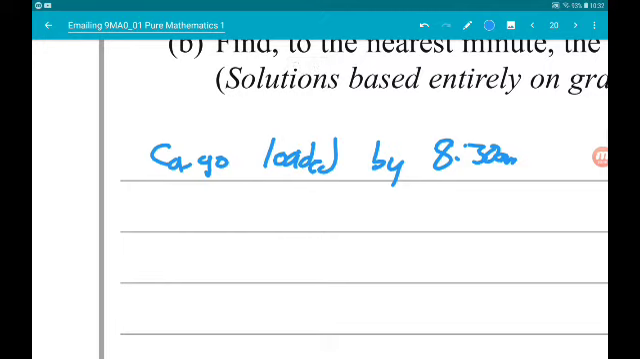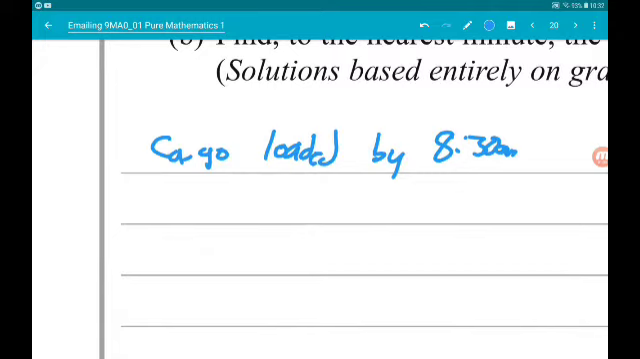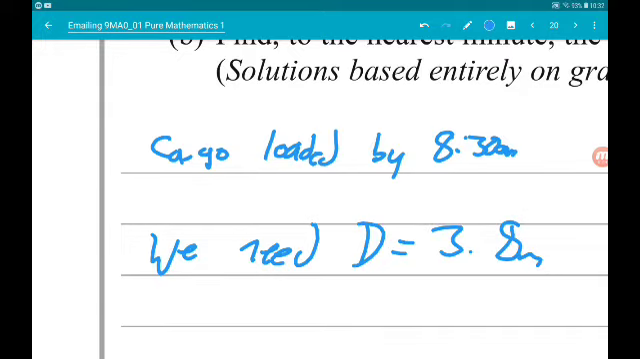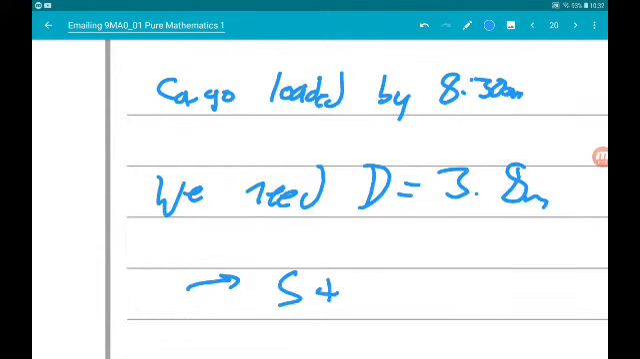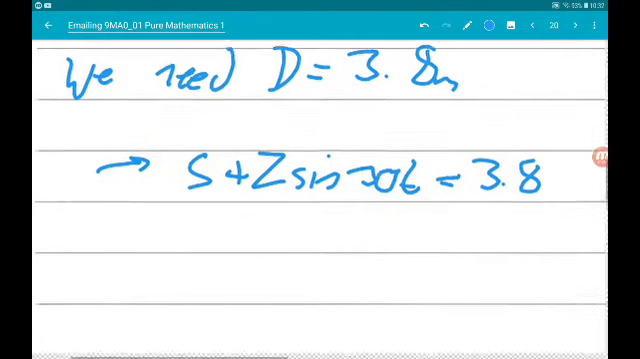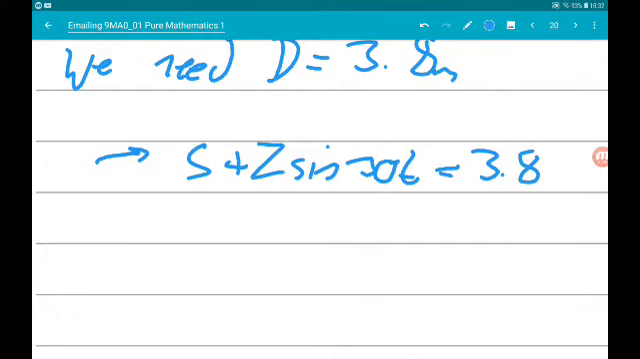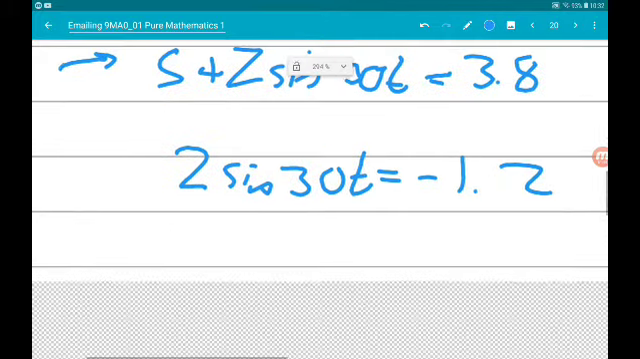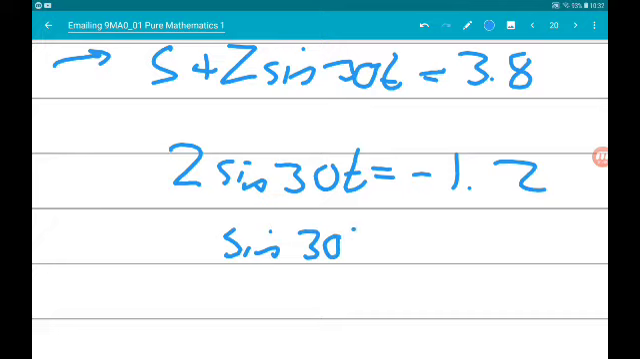Now, remember also that the question told us the boat needs the depth of water to be at least 3.8 meters. So, what we need is D to equal 3.8 meters. In other words, 5 add 2 sine 30 T has to equal 3.8. Now, let's try and chip that down to get sine on its own. So, take away the 5, 2 sine 30 t is equal to minus 1.2, divide by 2, sine of 30 t is equal to minus 0.6.